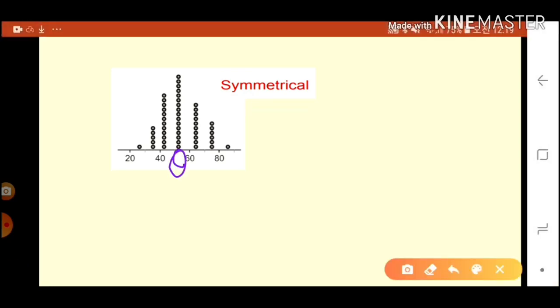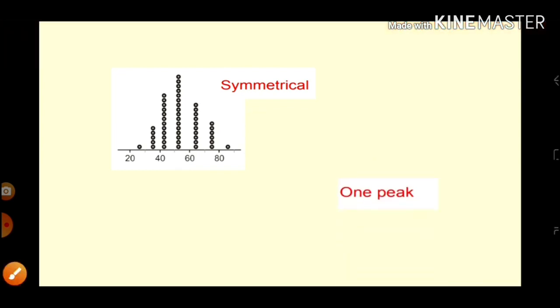Okay, how about this one? Have a look at this dot plot. It's symmetrical, left and right. So the mode is at around 51-ish or 52 over here. Mode, what does mode mean? Mode means the most frequent value that appeared. So obviously that was around 52-ish. And it's fairly symmetrical, left and right. Clearly we have one specific peak at around 52-ish.